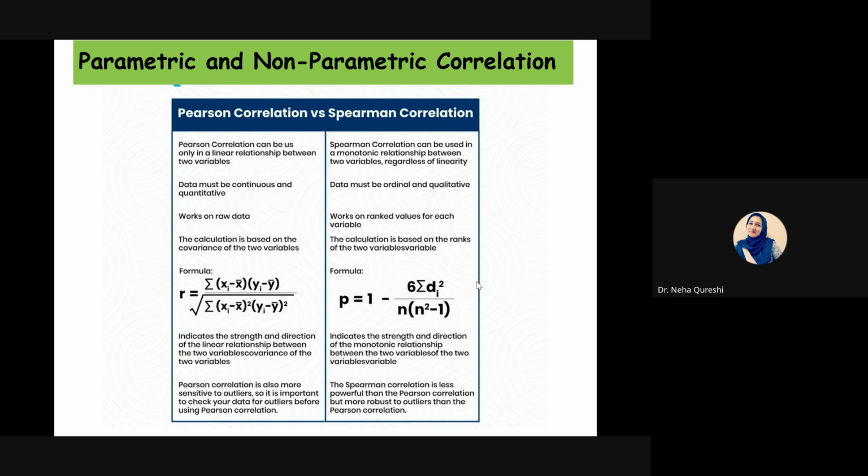But Spearman correlation is used in a monotonic relationship. What do you mean by monotonic relationship? We'll not say completely a straight line, a linear relationship, but more or less close to linear, which will have certain waves and undulations. So there we can check. Fine. So linearity is not that strict an assumption here. Then it can be used for both ordinal and qualitative variables, and it works on ranked values for each variable. Okay, so based on ranks, it gives you the correlation between the variables.